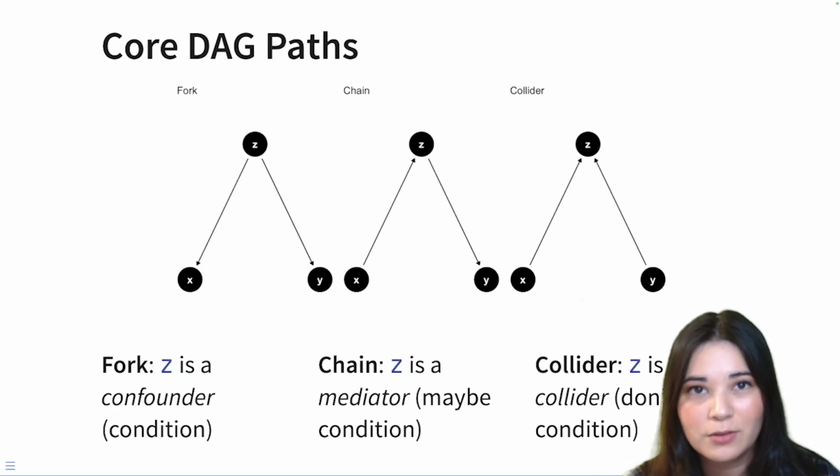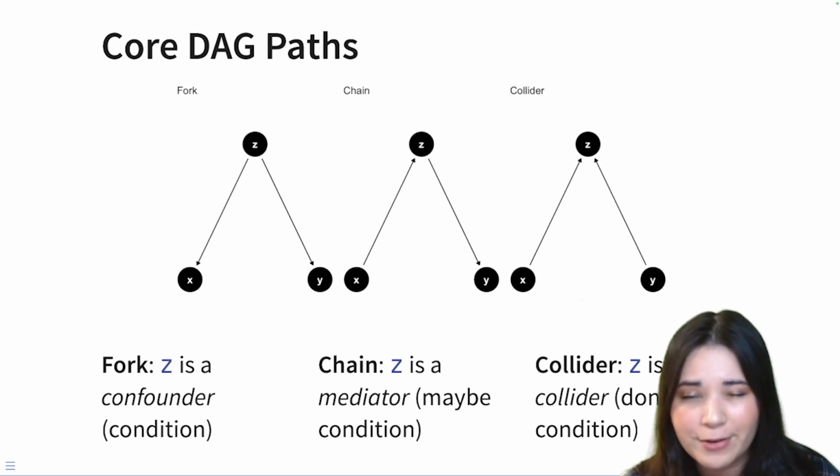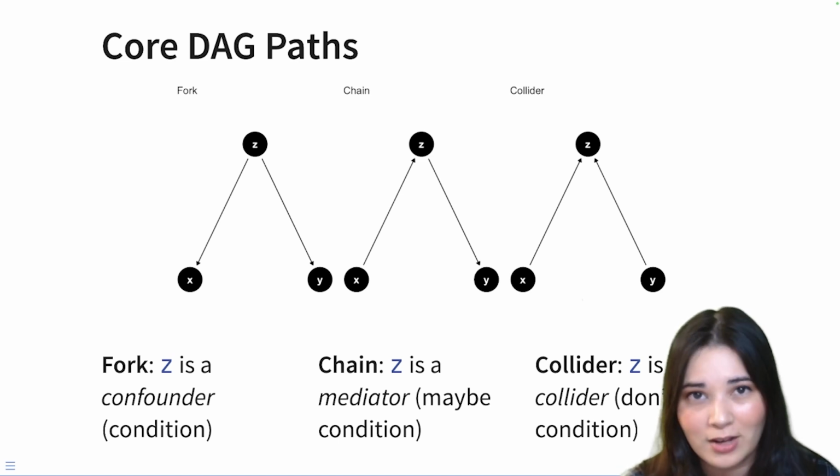All right, to review, let's remember forks, chains, and colliders. These are all very important subgraphs that we're going to come across a lot as we analyze DAGs in order to make causal estimates.